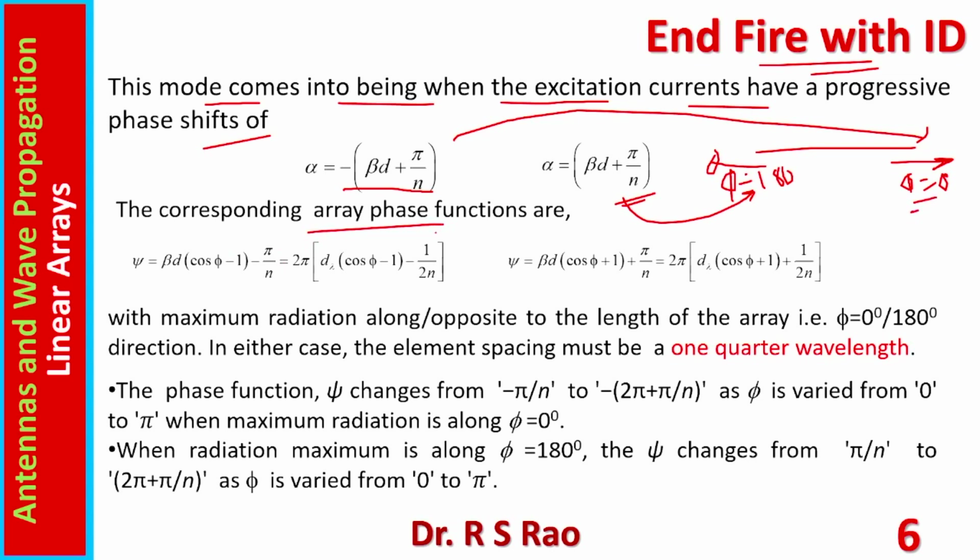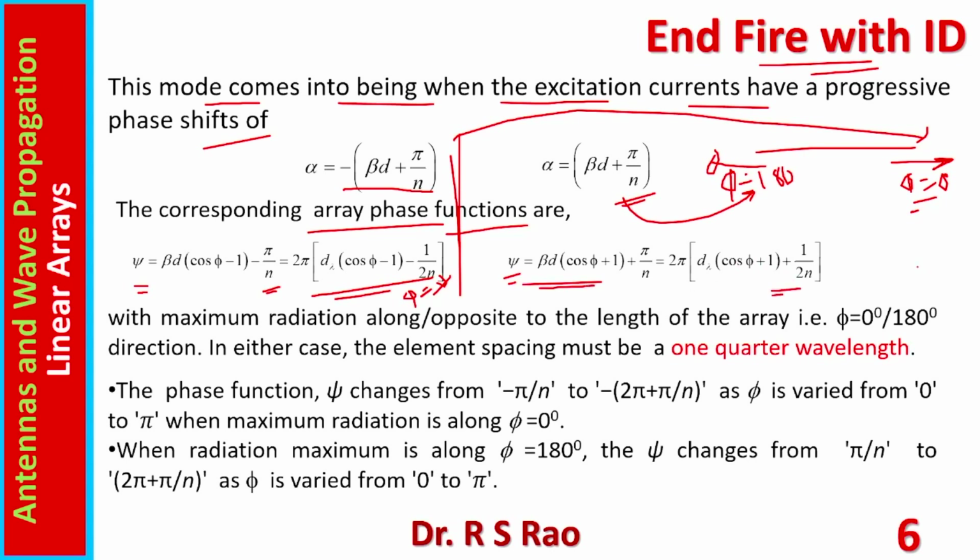The corresponding array phase functions are psi equal to beta d (cos phi minus 1) minus pi by n. It can be expressed as 2 pi d by lambda (cos phi minus 1) minus pi by n. This is the situation when direction of maximum radiation is along phi equal to 0. When direction of maximum radiation is along phi equal to 180, then psi is beta d (cos phi plus 1) plus pi by n, equal to 2 pi d by lambda (cos phi plus 1) plus pi by n.